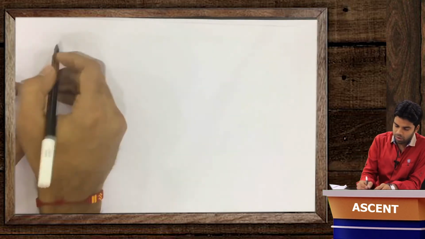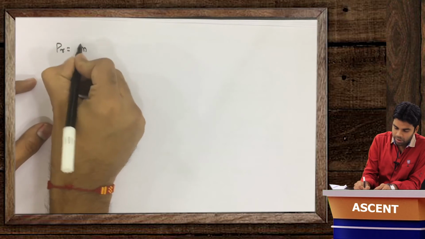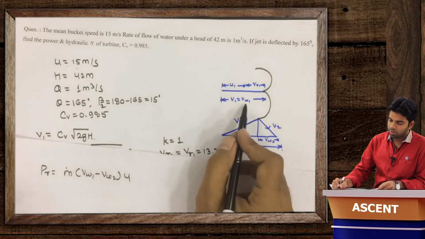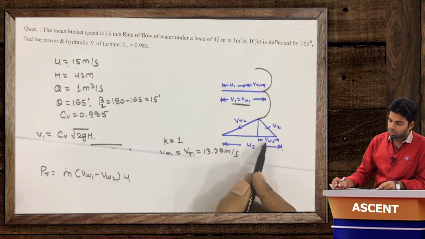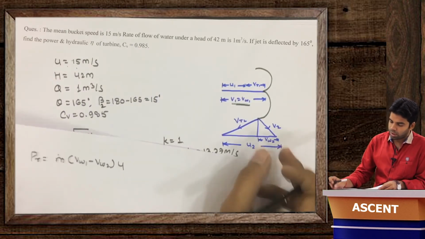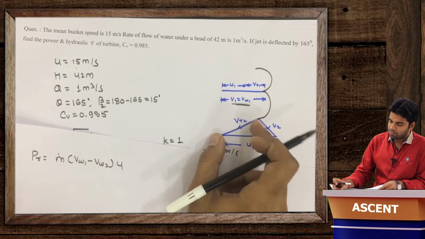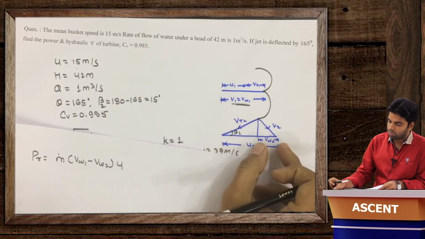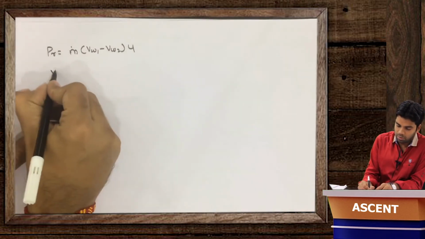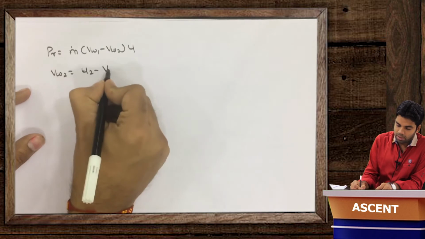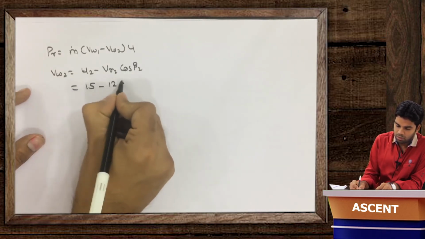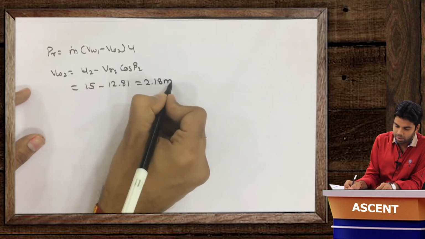Now since we want to determine runner power, and runner power is what? m into Vw1 minus Vw2 into u. Now we have the value of Vw1 already, which is equal to V1. We just want to determine the value of Vw2, and this Vw2 will be u2 minus Vr2 cos of beta 2. Okay, u2 is 15 minus 12.81, so this will be equal to 2.18 meter per second.